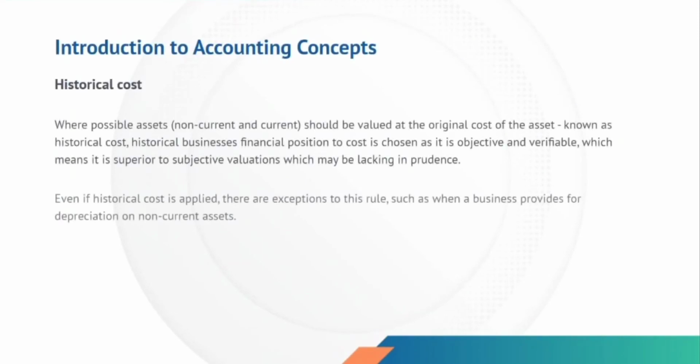Historical cost. Where possible, assets, non-current and current, should be valued at the original cost of the asset, known as historical cost. Historical cost is chosen as it is objective and verifiable, which means it is superior to subjective valuations which may be lacking in prudence. Even if historical cost is applied, there are exceptions to this rule, such as when a business provides for depreciation on non-current assets.